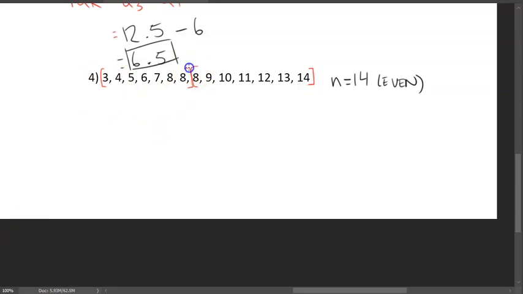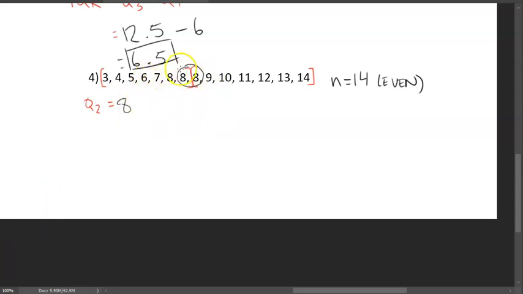Okay, let's get the middle value for Q2. So our Q2, which is the median, is the average or the mean of 8 and 8, which is just 8. If the numbers are the same, 8 and 8, the value is those 2 numbers itself, 8.